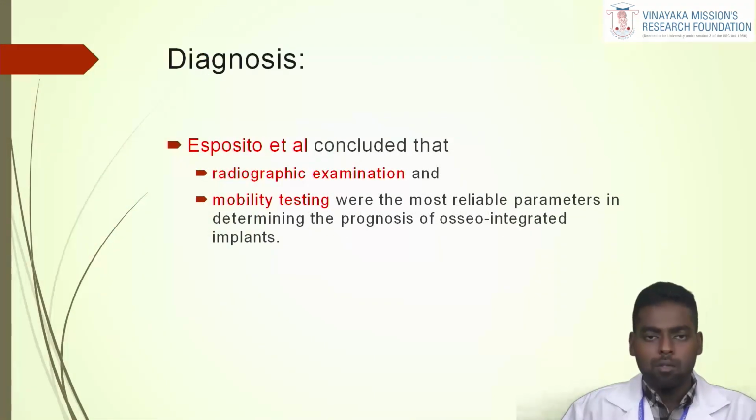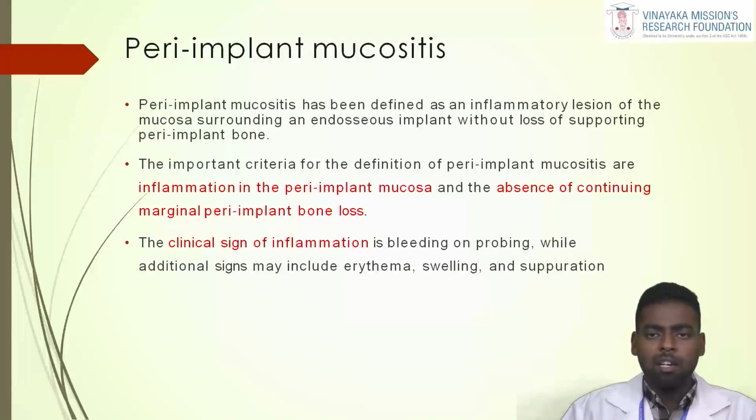Moving on to the part of diagnosis, there are 3 major methods that can be followed. First is transgingival probing or bone sounding. Second involves radiographs, and third is using an instrument called Periotest, which is used to test whether an implant is mobile or not. Moving on to peri-implant mucositis, we now have to see the difference between peri-implant mucositis and peri-implantitis.